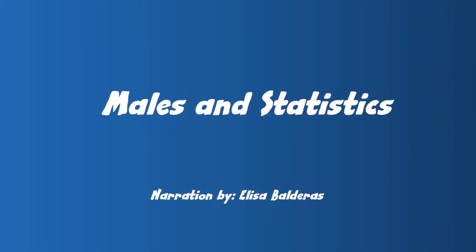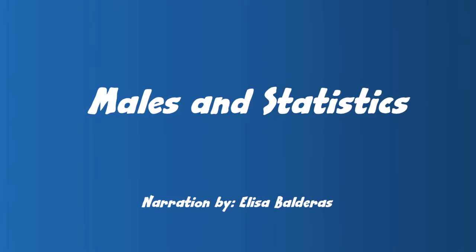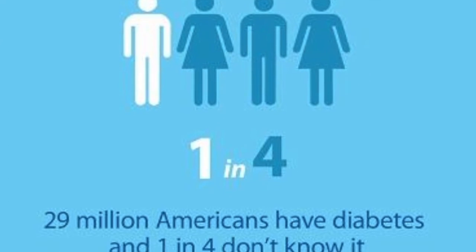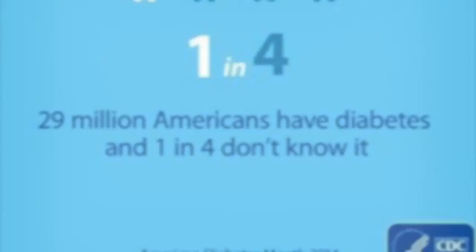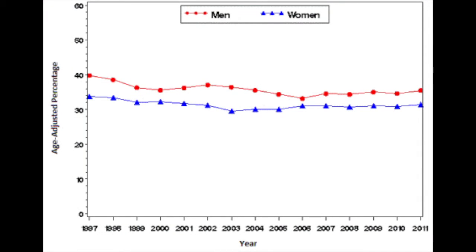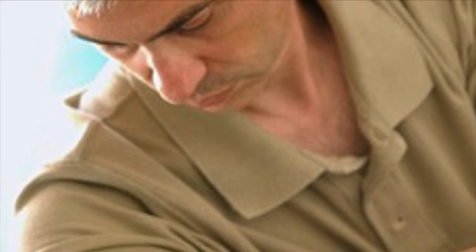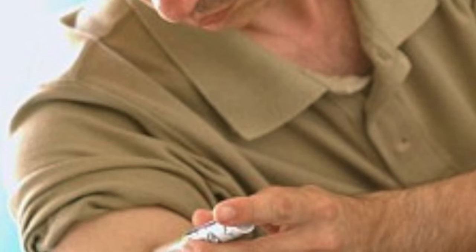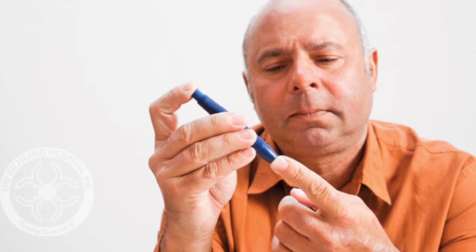Hi, my name is Elisa Balderas, and I will be discussing statistics of men who carry a disease called diabetes. Throughout the years, studies have shown 29.1 million people have diabetes. Men have a higher risk of getting diabetes because they resist insulin while being overweight, or in other words, obese. Middle-aged men are at higher risk of developing diabetes than women because men store more fat in the abdominal region. Some risk factors are aging, genetics, and physical inactivity.